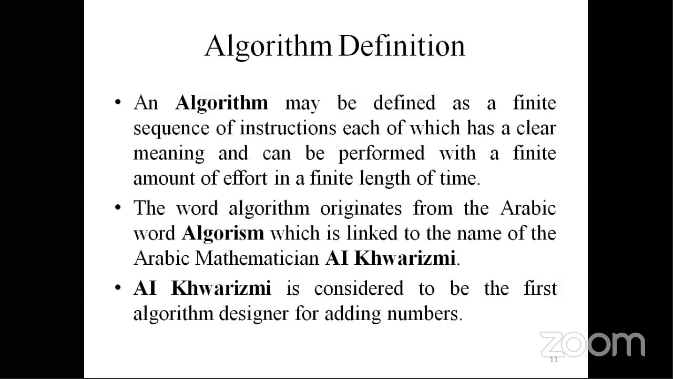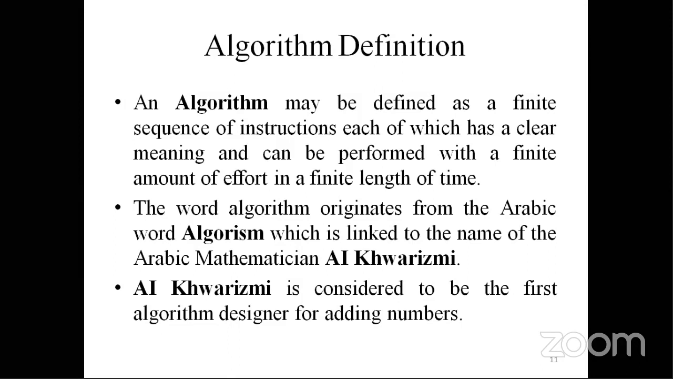Okay, this word algorithm comes from an Arabic name. What does this algorithm mean? This term comes from the name of an Arabic mathematician, Al-Khwarizmi. This person's name begins with Al, and from this the term algorithm comes, and later on it became algorithm. So an algorithm is simply the solution steps for a given problem.